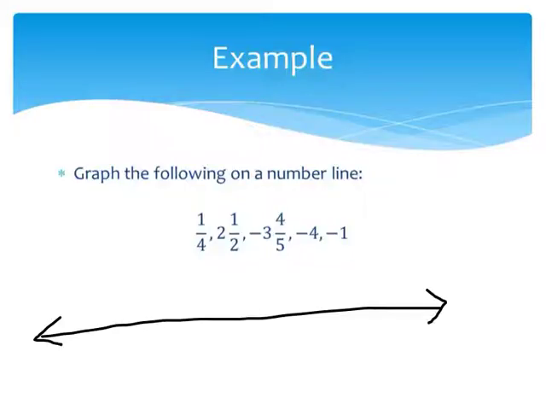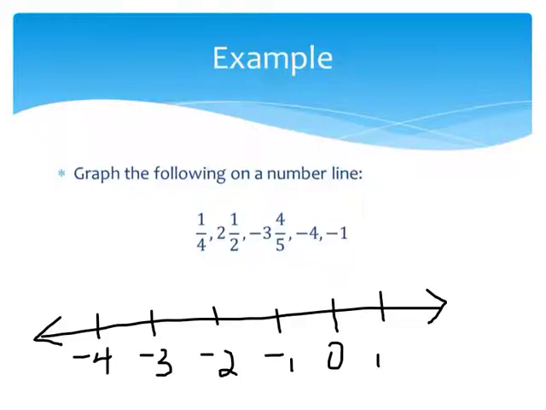So I can see that I go all the way down to negative 4, and then I'm going to bring that up to at least 3. Just make that a little bit longer there. So I've got a fourth. A fourth is in between, if this is a half, 0 and a half. So I would put my dot on there and label that as 1/4.